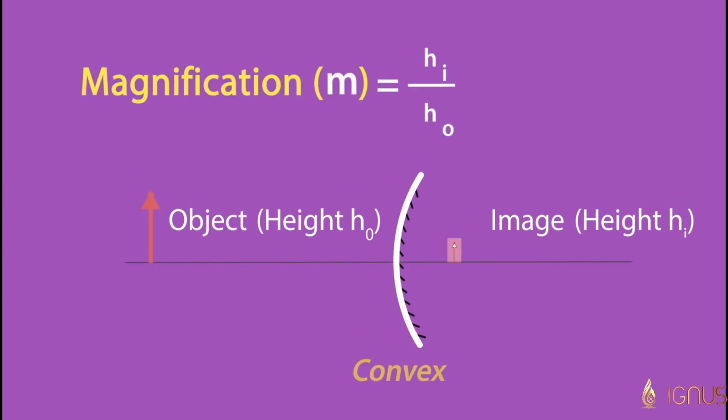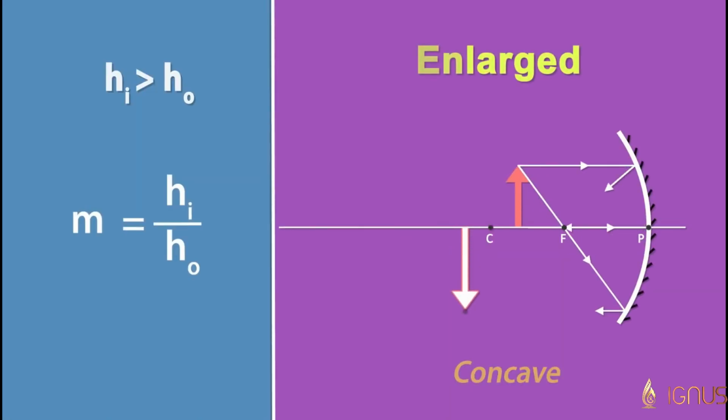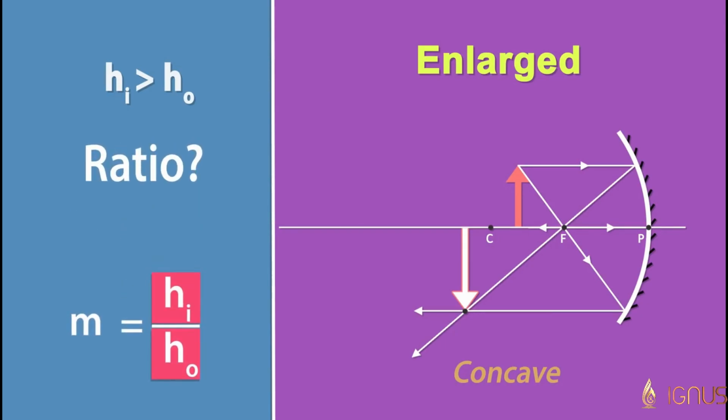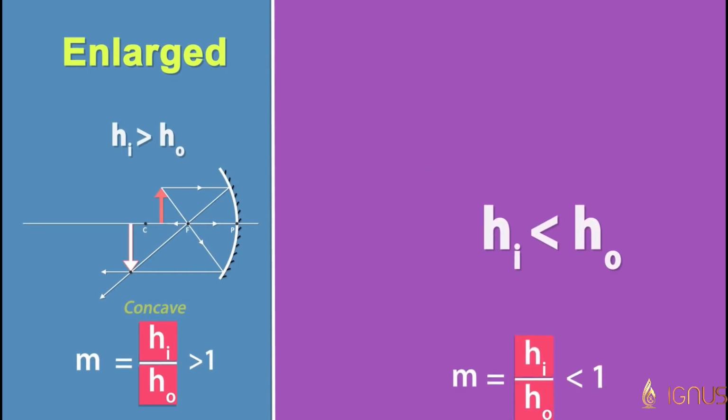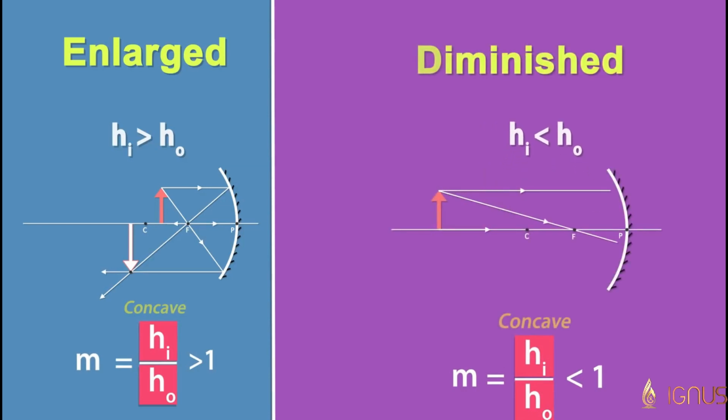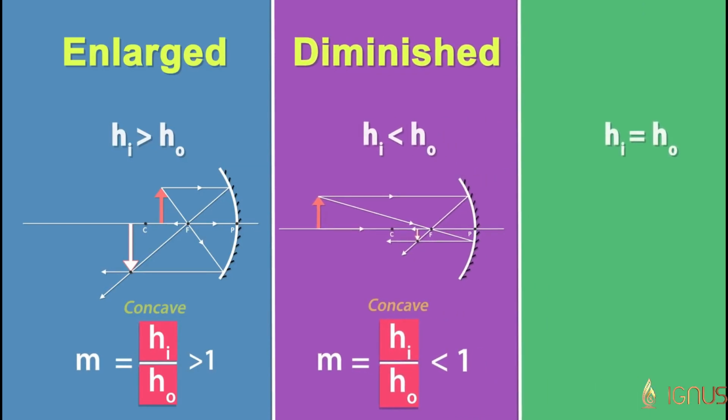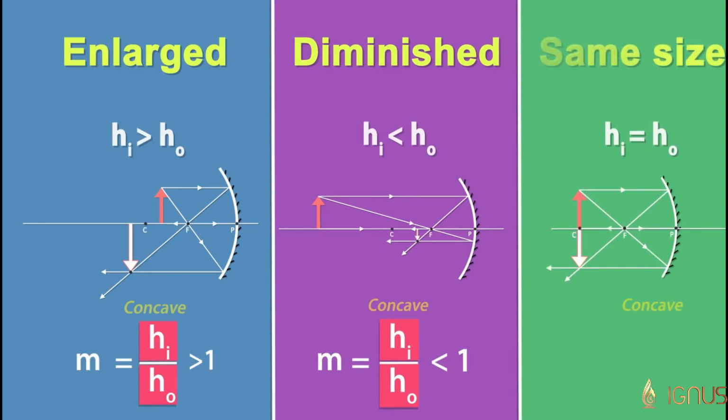Suppose the height of the image is greater than the height of the object. This means that the image is enlarged. If the term in the numerator is greater than the term in the denominator, then their ratio will be greater than 1. What if hi is less than h0? Now, the ratio will be less than 1, that is, the image is diminished. What if they are equal? The equality implies both the object and the image are of the same size.